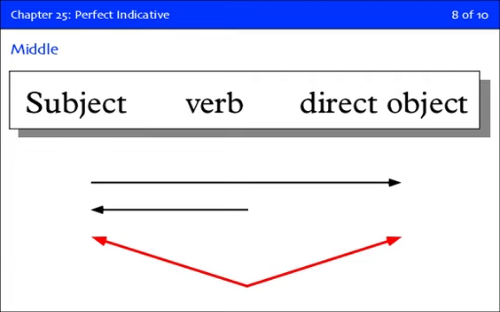In other words, the middle is very, very close in meaning to the active. And yet there are some true middles in the New Testament. Now you need to understand, if you had learned classical Greek, the middle would be much more important because it was much more prevalent in classical Greek. But the middle voice is dying out in Greek. And that's why it's not such a factor in the New Testament.